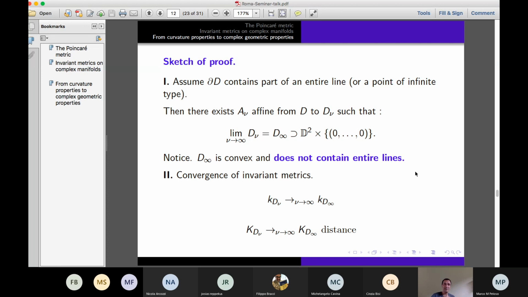So now you have a sequence of domains. All these domains are biholomorphic to your starting domain D, and they converge to some convex domain D infinity. Due to the fact that the limit domain does not contain entire lines, you have convergence of invariant metrics. If you consider the Kobayashi metrics of D nu, they will converge to the Kobayashi metric of the limit domain. If you also look at the distances, they will converge to the Kobayashi distance on the domain. Of course, when we talk about convergence, we mean convergence on compact subsets.